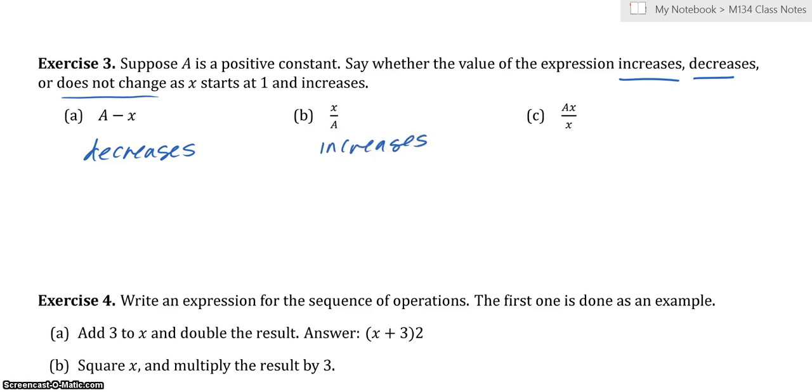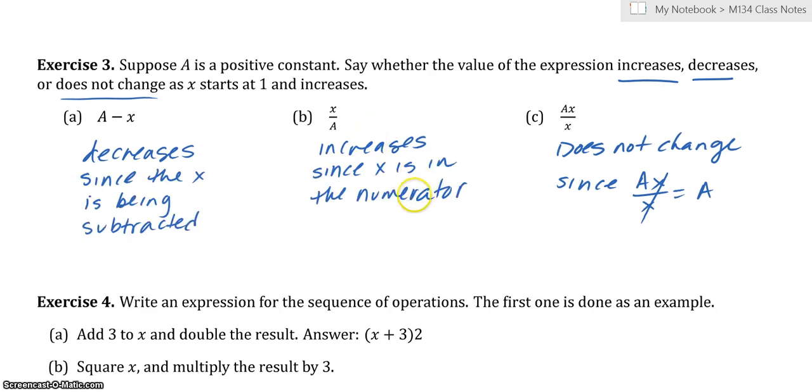And believe it or not, this one does not change. Why doesn't it change? Because you can cancel. The x's cancel. You can cancel those and just get A. So it's going to stay a constant. I'll just add the explanations that I just said. This one increases since the x is in the numerator. This one decreases since the x is being subtracted.